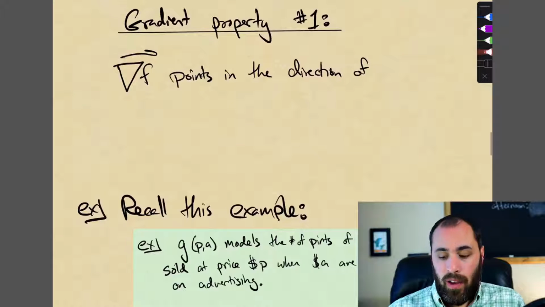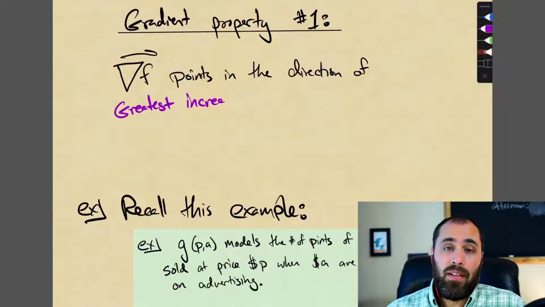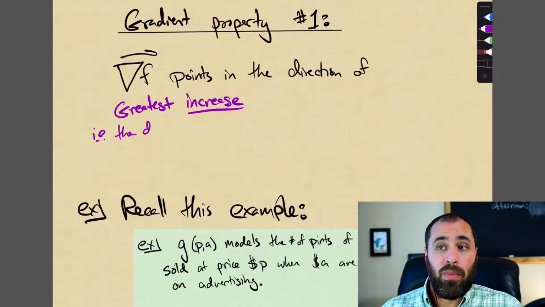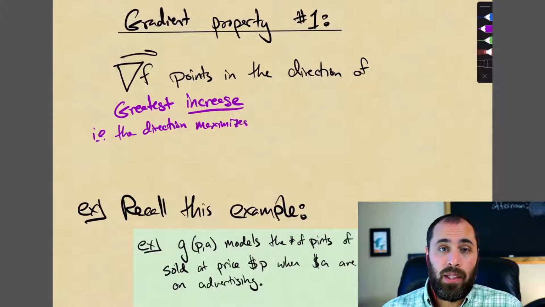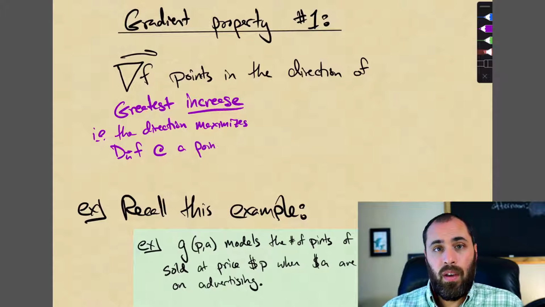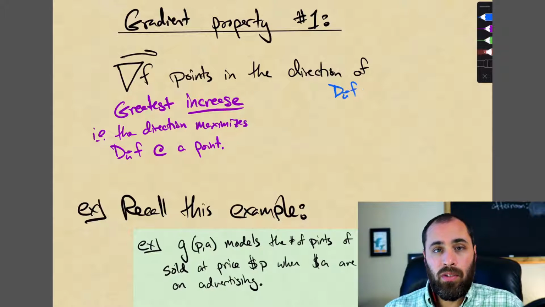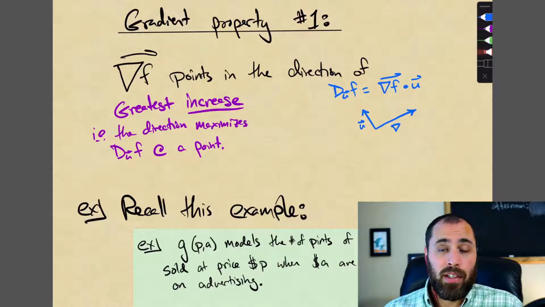A gradient vector of f always points in the direction of steepest increase. That is, the direction in which our directional derivative would be the most positive. That's the way the gradient points. To see why that's true, remember a directional derivative is our gradient dotted with a unit vector.